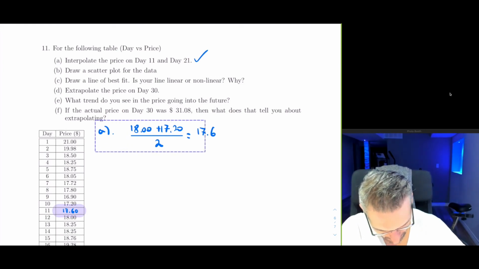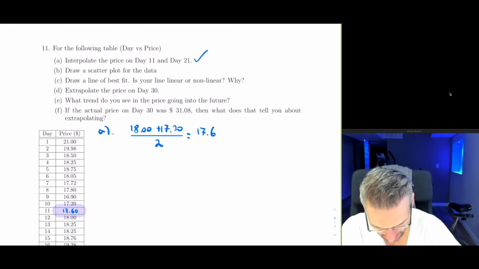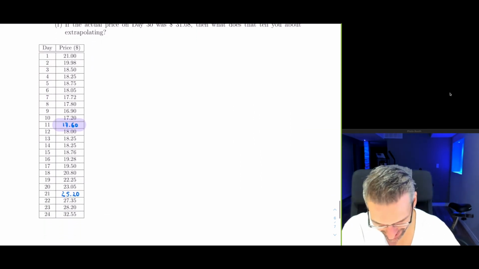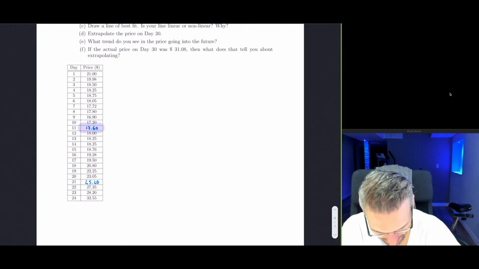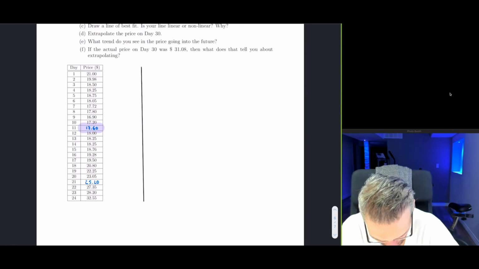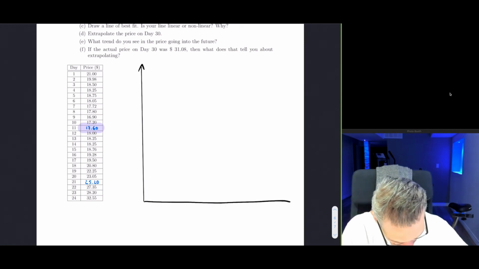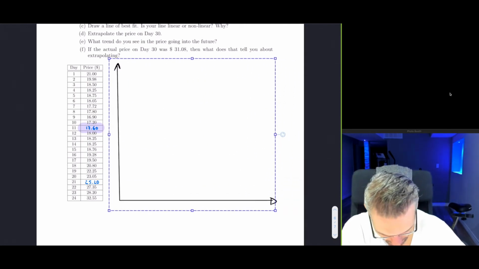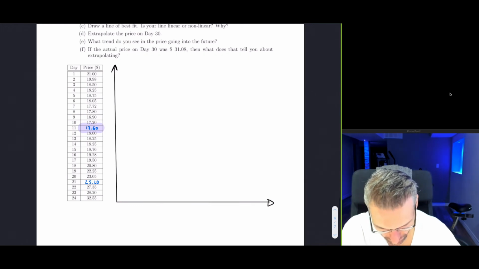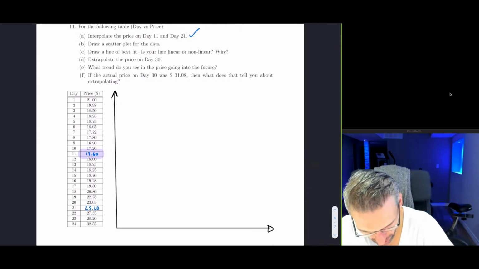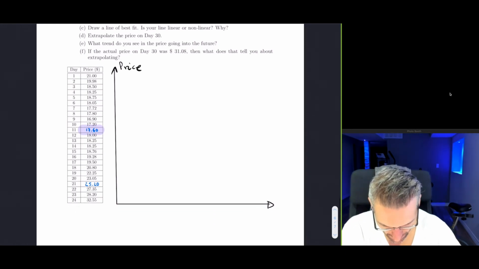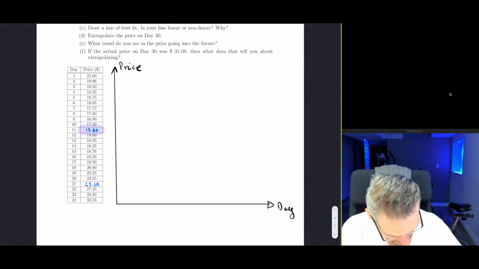So let me remove this so we have a little bit of space here. Drawing a scatter plot would have been a little bit annoying, but that's all right. Remember, you had 70 minutes here, and you're not really explaining it like I am. You just have to do the whole thing. All right, so let me do that, and I'll move this closer here. So we have our price, which would have been our dependent variable, and day is our independent variable.